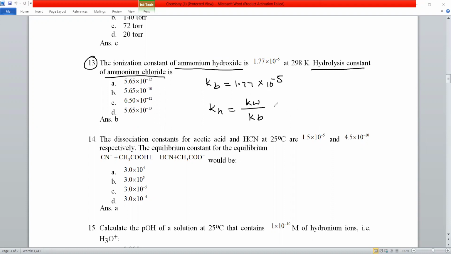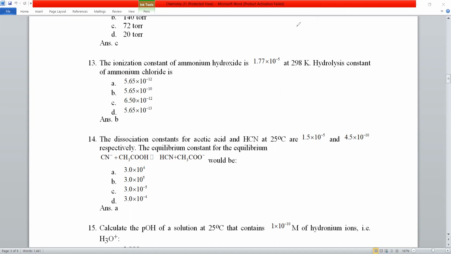Kw divided by Kb. So Kw is what? The ionic water product, 10^-14, divided by Kb, which is 1.77 × 10^-5. On simplification, students will get the answer, which should be B. Do the simplification and you will get Kh, the hydrolysis constant.